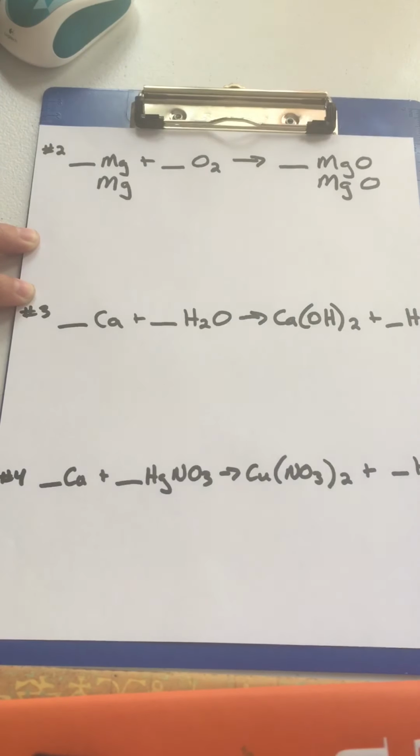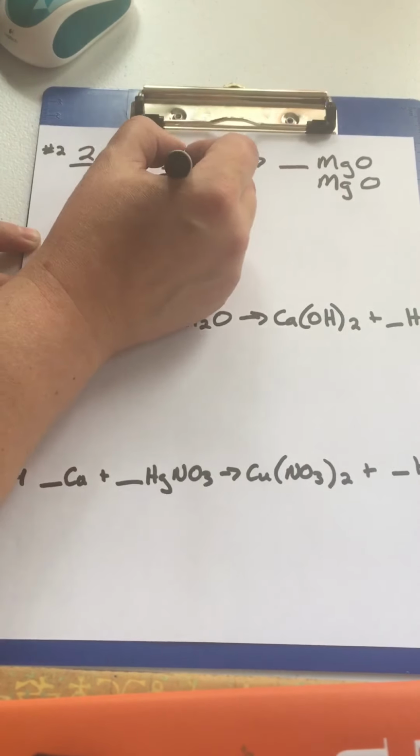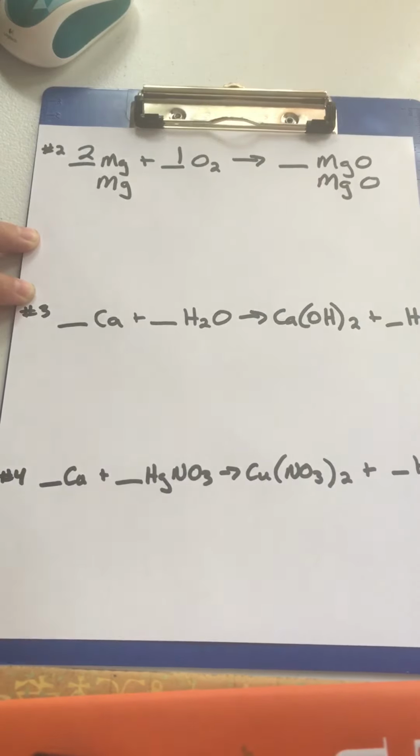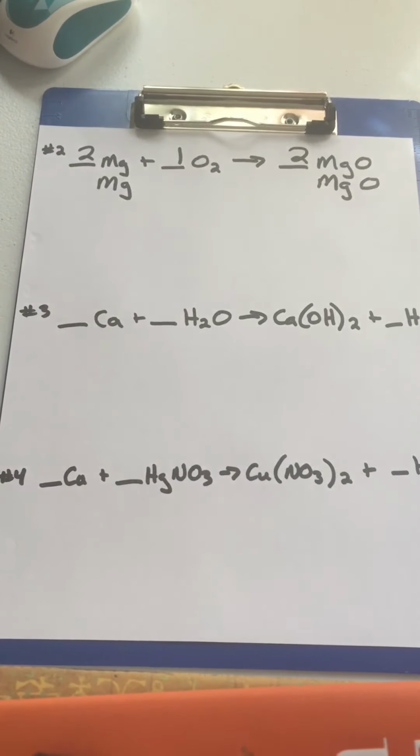So now I'm going to put my coefficients in. Remember, that's the big number that goes before. I've got 2 magnesiums. I've got 1 O2. And I've got 2 MgOs, and now that equation is balanced. So now we're going to go to number 3.